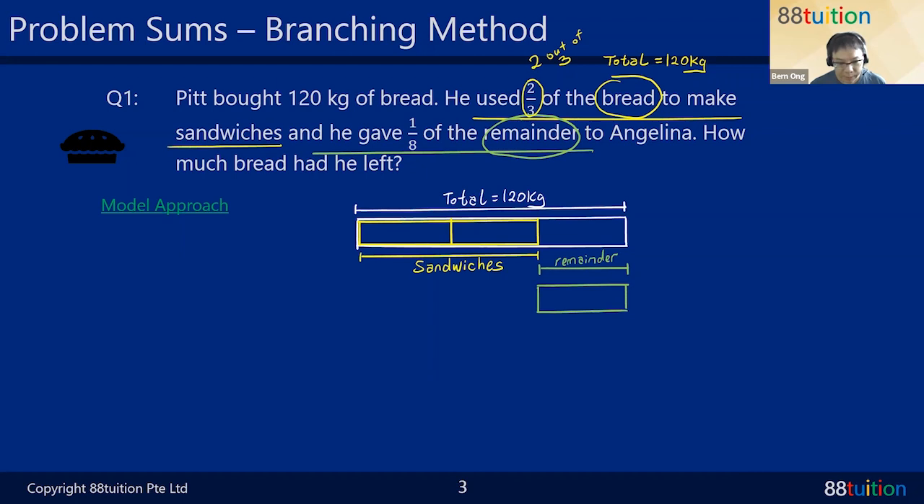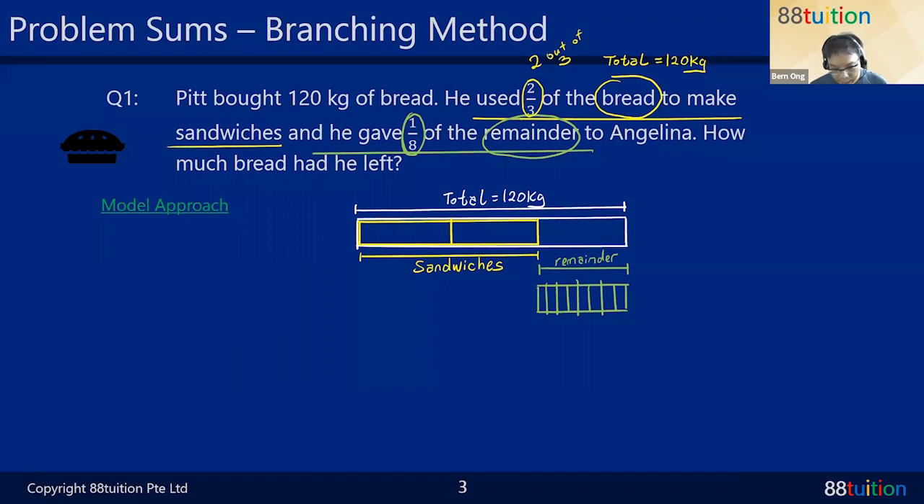And what did the question say? He gave 1/8 of the remainder. That means this 1/8 must come from the remainder. So the remainder must be cut into 8 parts. Okay, let's cut. This is like 2 parts. This is like 4 parts. This is like 8 parts. Can you see now? All right.